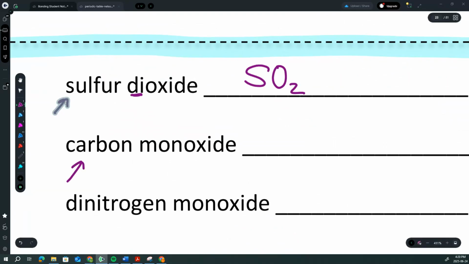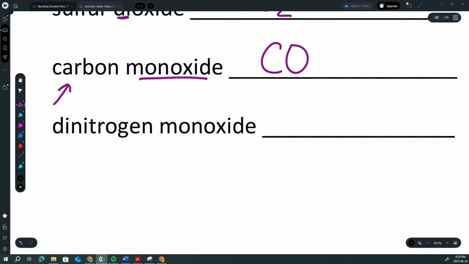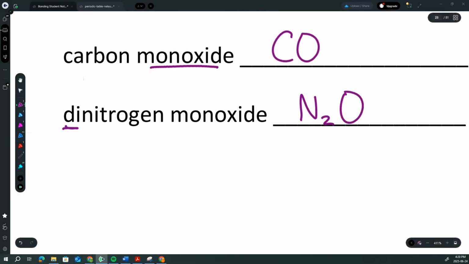Carbon, there's no prefix. So there's one of them. Monoxide, well, mono is a prefix that means 1. So there's only 1 oxygen. So carbon monoxide. For the last one, dinitrogen. Well, di means 2. Nitrogen, so N2. Then monoxide, it's going to be 1 oxygen because mono means 1.